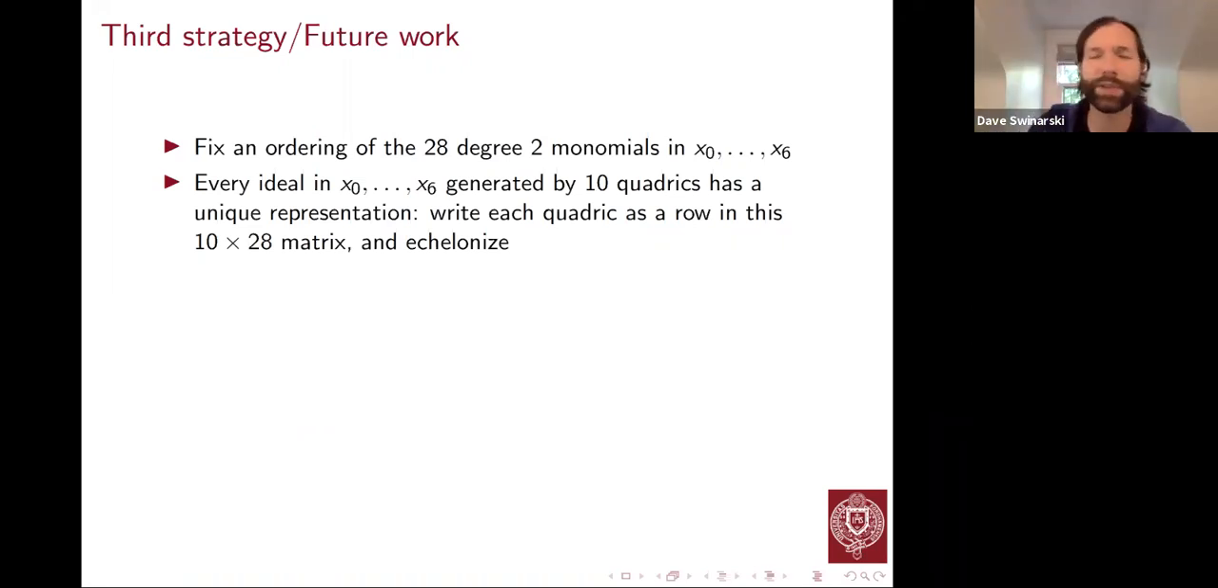My first observation is that when we're talking about ideals in 7 variables generated by 10 quadrics, there's a canonical form that you can use to write any ideal in. You just need to fix an ordering of the degree 2 monomials. Then whenever you have 10 quadrics, you can enter them as the rows in a 10 by 28 matrix and echelonize. That gives you a unique representation of every ideal that's generated this way.